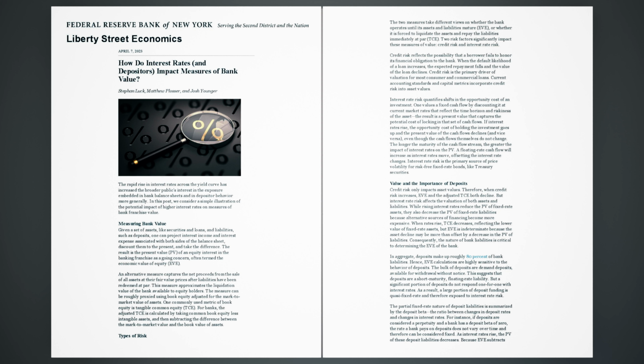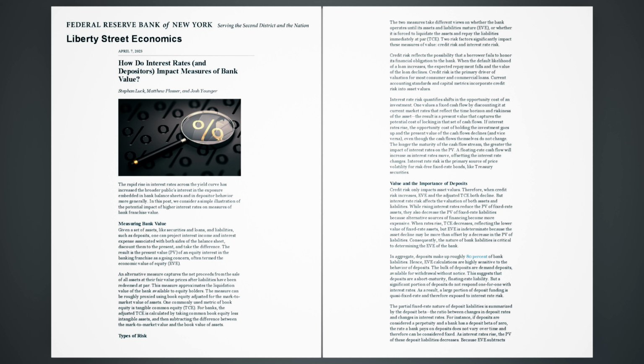An alternative measure captures the net proceeds from the sale of all assets at their fair value prices after liabilities have been redeemed at par. This measure approximates the liquidation value of the bank available to equity holders. The measure can be roughly proxied using book equity adjusted for the mark-to-market value of assets.